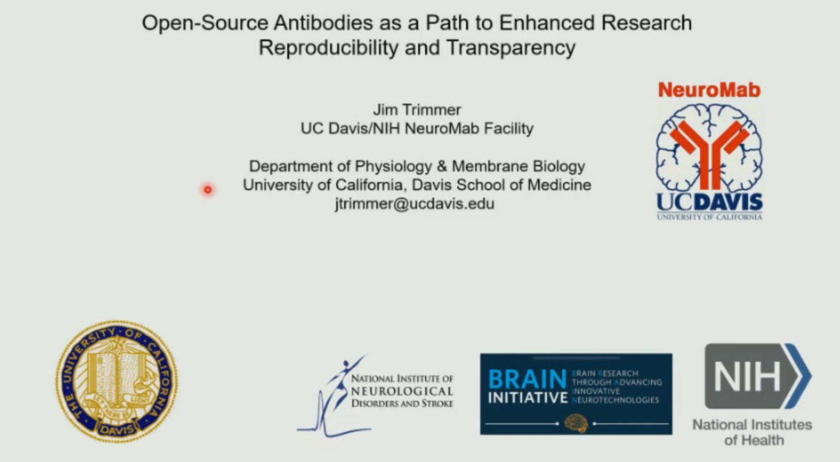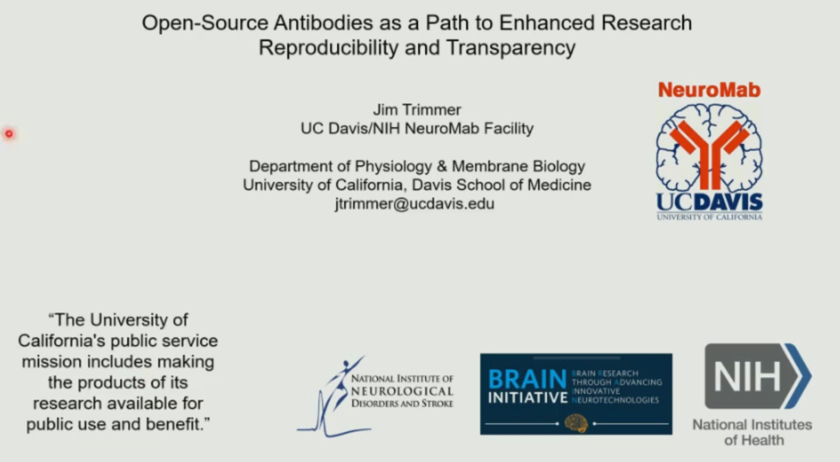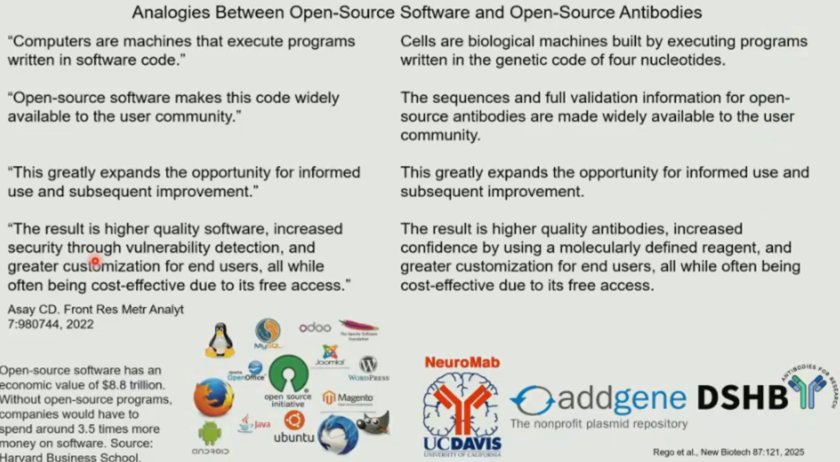Thanks. I'm going to be speaking today about open source antibodies, which is kind of the end product of a lot of the considerations we've heard about today around recombinant antibodies and reproducibility and transparency. All of this work was funded by NIH, so taxpayer funding, and it was performed at the University of California, where we have an obligation to make the products of our research available for public use and benefit. And along those lines, I'm going to be talking about this concept of open source antibodies.